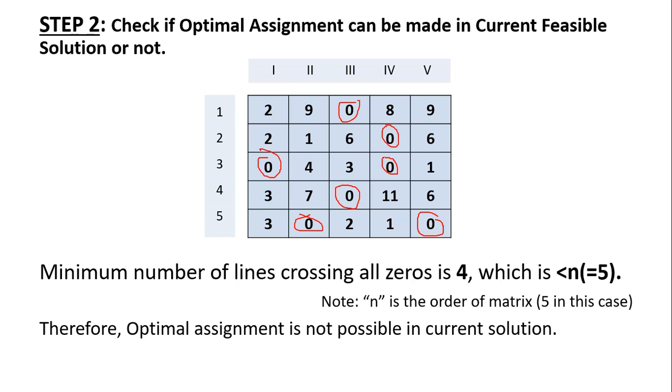So how to plot our lines? Now how to obtain this minimum number of lines crossing? We have to cross the lines in such a way that there is a minimum number of lines crossing. We can do that by crossing the lines with a column which has more number of zeros. So here we can see we have 3 options. We have column 3 which has 2 zeros. We have row 5 which has 2 zeros. We have row 3 which has 2 zeros. We have column 4 which has 2 zeros again. So you can start off with anything.